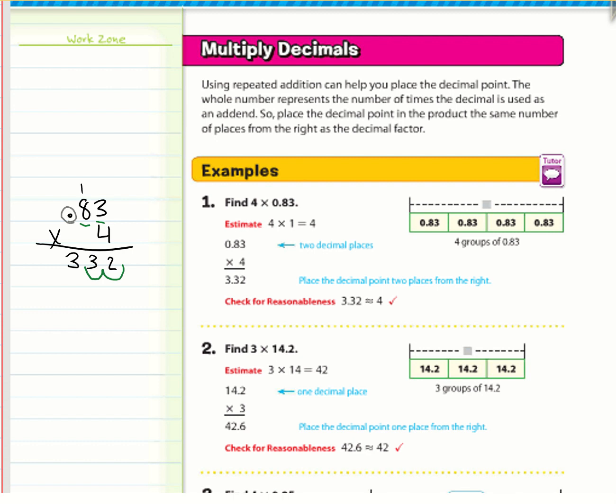And I'm going to place my decimal right there. So I'm going to recap. 83 hundredths has 2 digits to the right of the decimal. So I'm going to go to my answer, and I'm going to create 2 loops from the end. I'm going to start from the end and go left and create my 2 loops to create my decimal point. So now I should have a decimal of 3 and 32 hundredths.